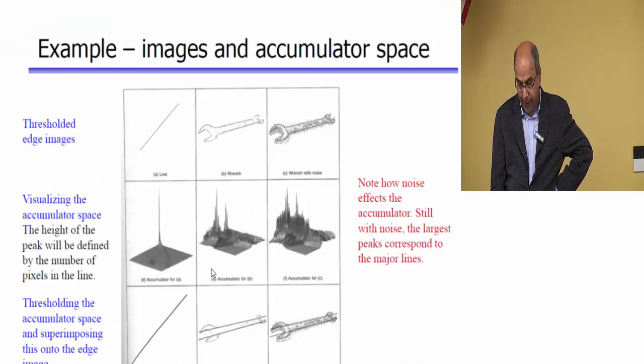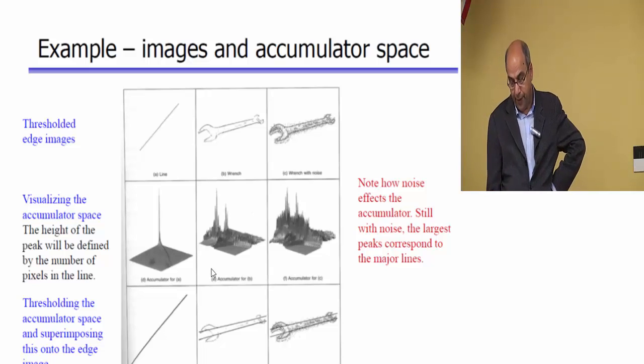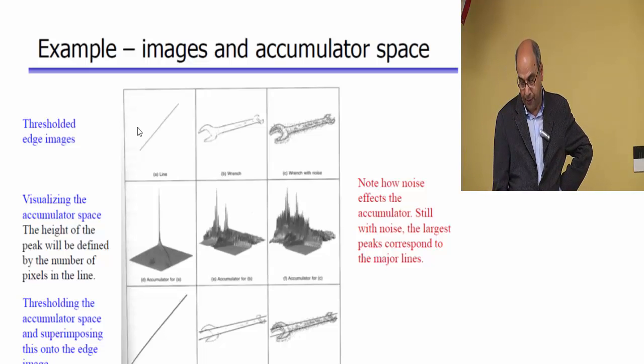Okay, so another example here. So we have these three images, this one, this one, this one. Now for this one, the accumulator is very nice. It is just one peak. Again, these slides are from this lecture from Norway. And then you can identify the peak and then get the line.